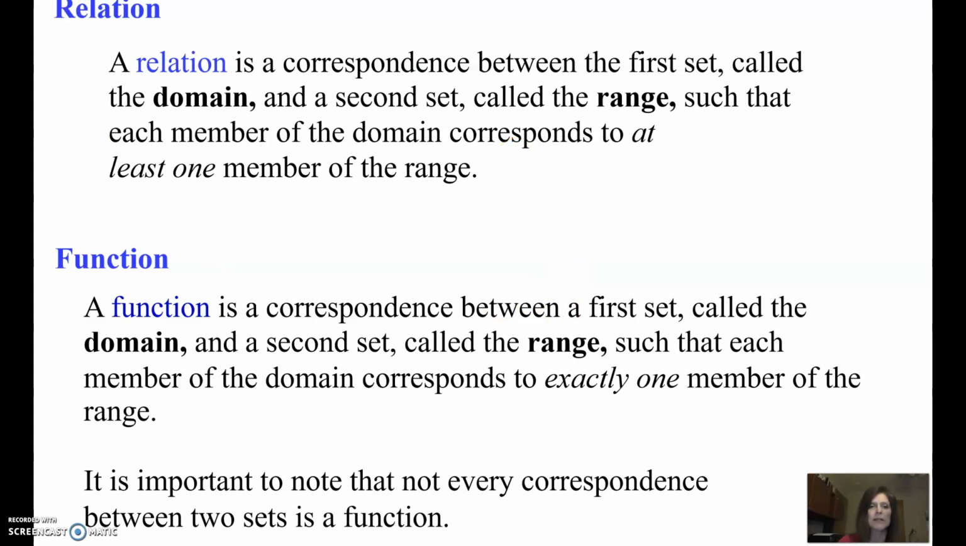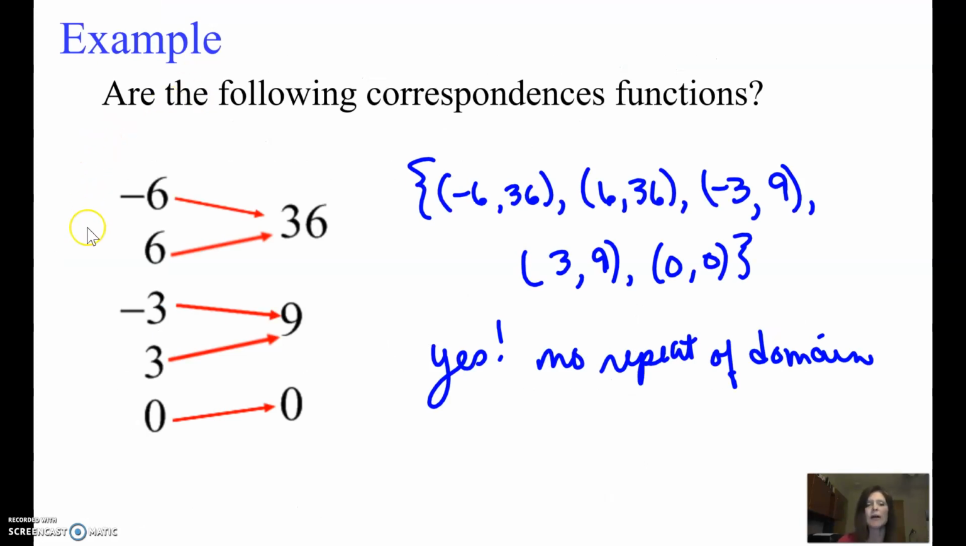Let's take a look at an example. Right here I have what I call a mapping that's showing how this first set, -6, 6, -3, 3, 0, this domain gets paired up and related to the second set, 36, 9, and 0, which is my range. So first set is domain, second set is range. It's just showing visually how to pair them up.